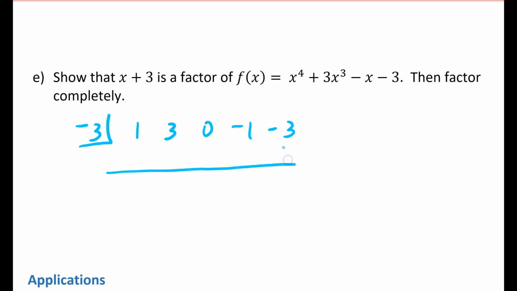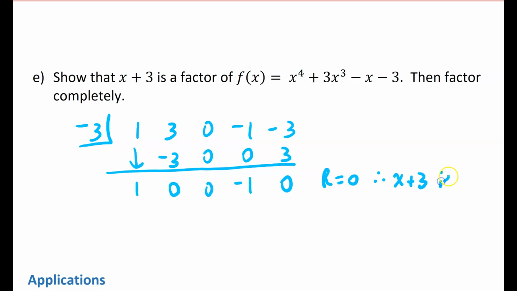And so again, we can do this really quickly. Carry the 1, there's -3. I get 0, that's 0, 0. And then I get 0 again here, -1. And then -3 times -1 is +3. I'm zeroed out. Okay, and again, that's evidence that this is a factor. So again, we know remainder equals 0, therefore x plus 3 is a factor.